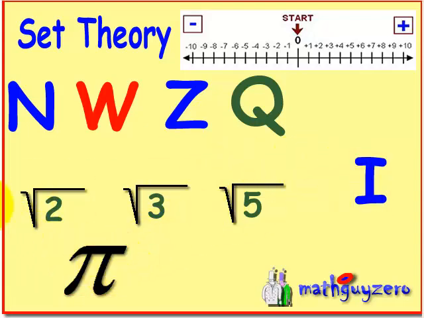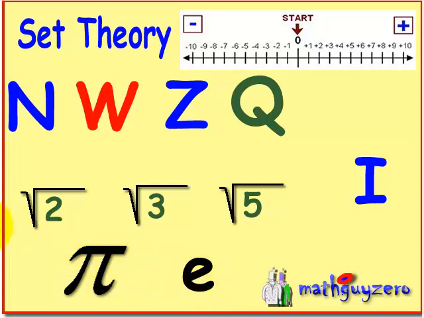Okay? Another famous irrational is our good friend pi, which is the ratio between a circle's circumference and its diameter. Again, it's a non-ending, non-repeating decimal. 3.1415, and so on, forever. And then there's another one.